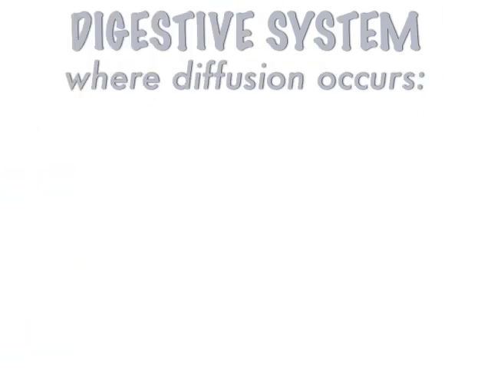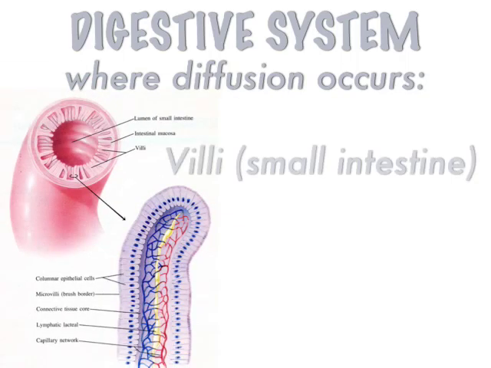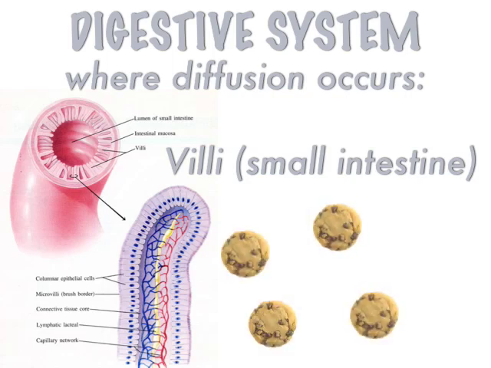In the digestive system, where diffusion occurs, diffusion is also a popular topic with the body systems. Now, it occurs in the small intestine, in the villi, and the villi are basically, let's say you eat cookies. Well, diffusion happens, remember, high to low concentration. So any material outside of the villi diffuses in, and that's where diffusion happens.